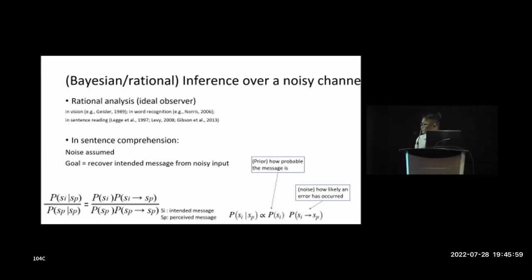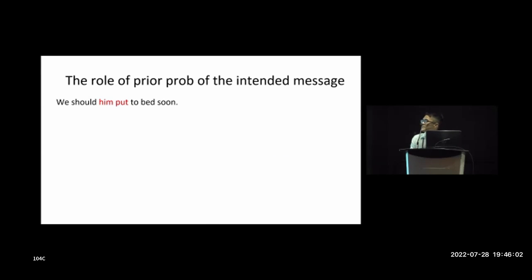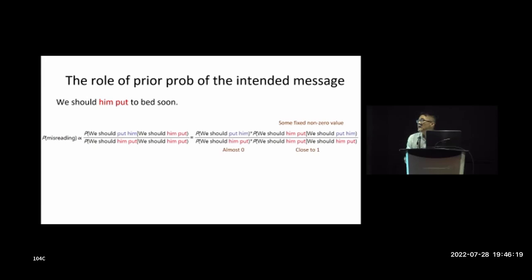So given a transposed word sentence like, "We should him put to bed soon," the probability of misreading it as a grammatical sequence is proportional to the ratio of the posterior probability of the non-literal message over the literal message. And when other factors are carefully controlled for, the higher the prior probability of the intended message is, the more likely it should be that a reader will misread the input as a grammatical sequence. So this is one clear prediction by the rational inference account for misreading.